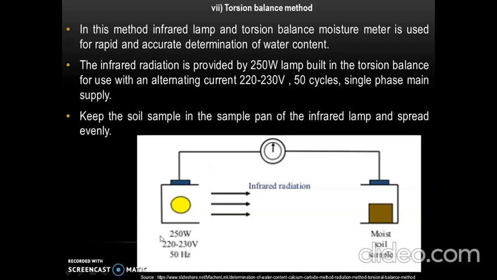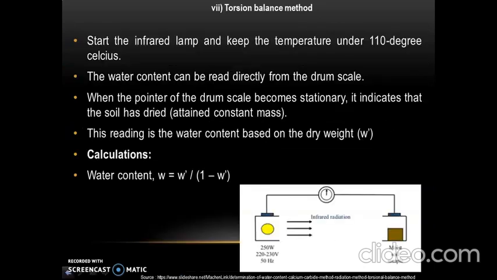The infrared radiation is provided by a 250 watt lamp built in the torsion balance for use with an alternating current, that is 220 to 230 volt, 50 cycles single phase main supply. The soil sample is kept in the sample pan of the infrared lamp and then it is spread evenly. The infrared lamp is started and the temperature has to be maintained at 110 degrees Celsius. The water content can be read directly from the drum scale.